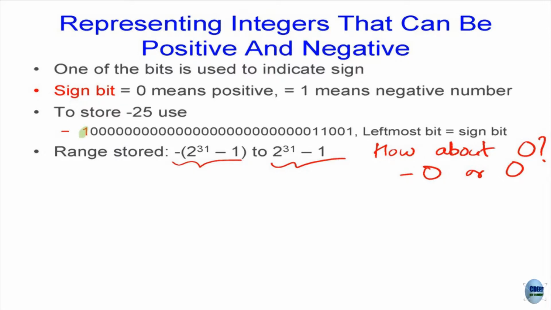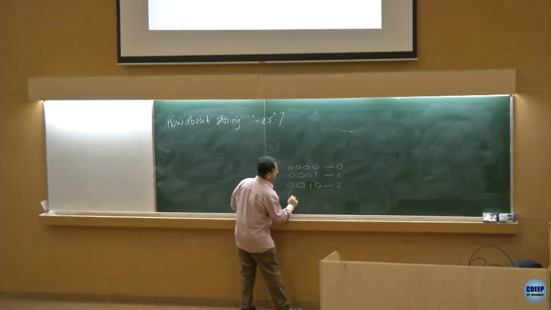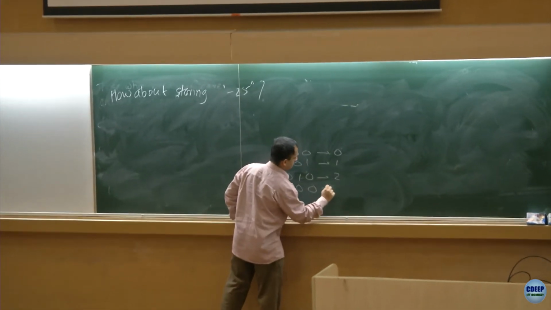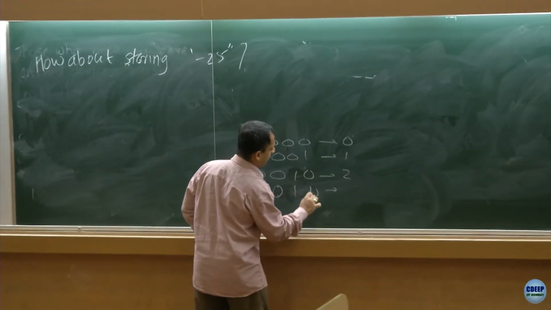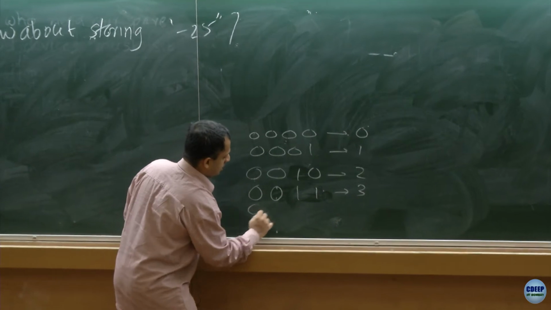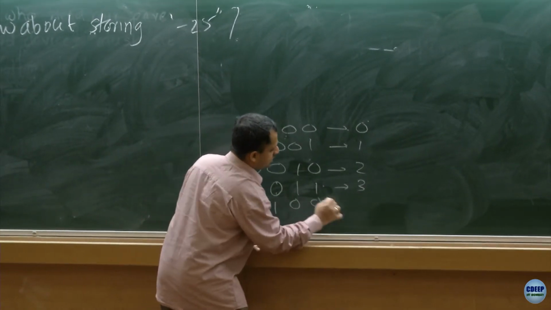Okay, so let's do this quick exercise. So we have the 0 0 0 0. Let's just take 4 bits, inspired by hexadecimal. That corresponds to 0. 0 0 0 1 is 1. 0 0 1 0 is 2. 0 1 0 0, I'm sorry. 0 0 1 1 is 3. 0 1 0 0 is 4.